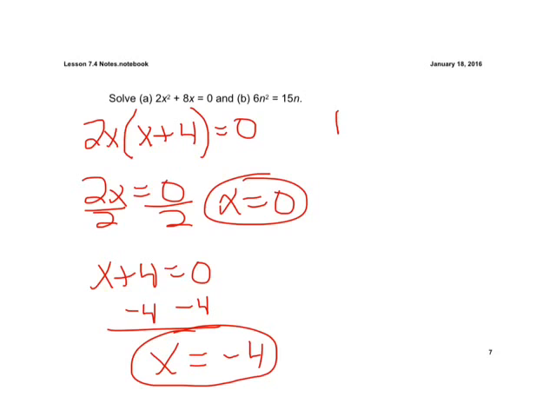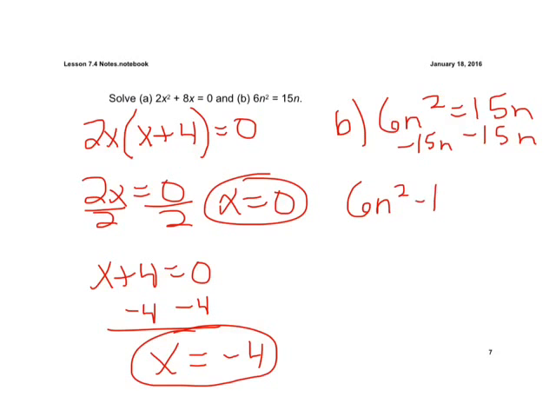Alright, let's do part B here. Part B is set up a little differently. Really what we want is everything to be equal to 0. So what we need to do is we need to move that 15n over. If we move that, let me just rewrite this here. 6n squared equals 15n. We want 0 to be on the right side, so let's just go ahead and subtract, since it was a positive, 15n on both sides. When we do that, we're left with 6n squared minus 15n equals 0.